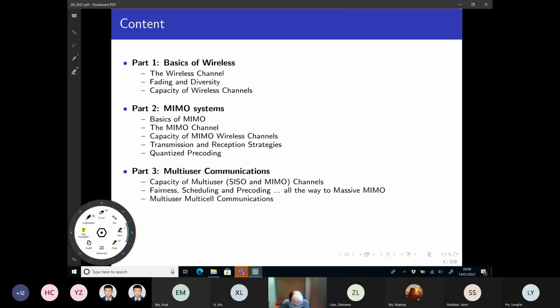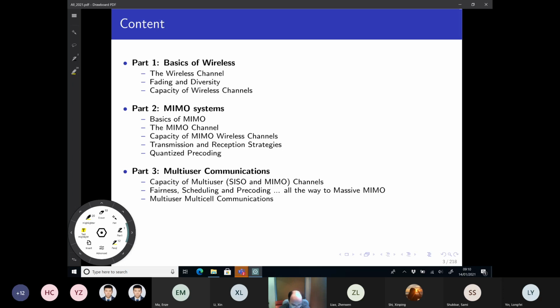Then we move to part two on MIMO systems. We look at the basics of MIMO, the MIMO channels, and the capacity of MIMO channels, how to achieve the capacity of MIMO channels, transmission and reception strategies, and how we can pre-code and combine information. Then we're going to look at the case where we may not know the channels perfectly at the transmitter or the receiver, and we need to rely on some form of quantized pre-coding. This is what you have in modern systems, and so you will see what that means.